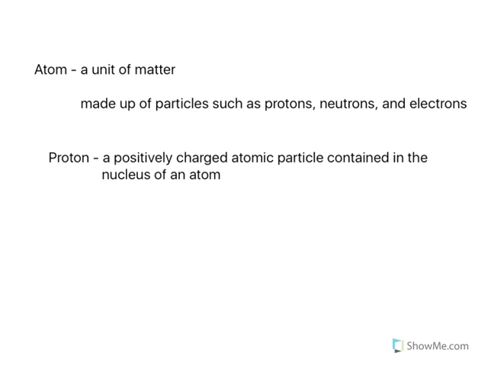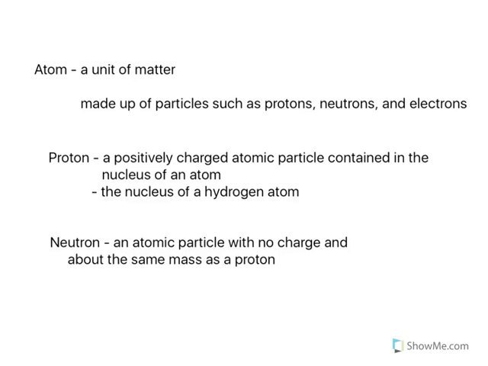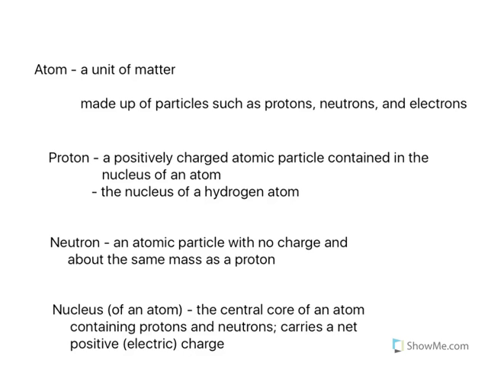Now, there are two definitions for protons. Protons are positively charged atomic particles contained in the nucleus of an atom. The second definition is that a proton is the nucleus of a hydrogen atom. This second definition is special because the hydrogen atom is unique in that the only particle in the center of the nucleus that makes up the nucleus is the proton. Now, before we explain the nucleus of a hydrogen atom, let's go on to neutron. A neutron is an atomic particle with no charge, and it has about the same mass as a proton.